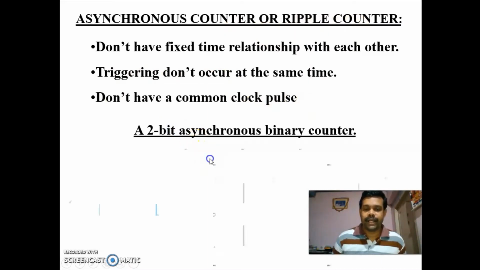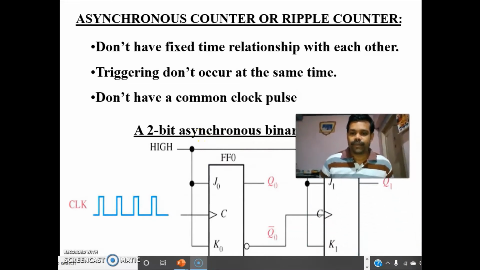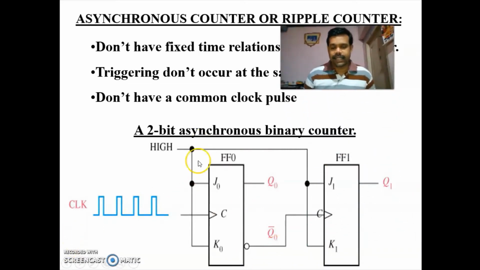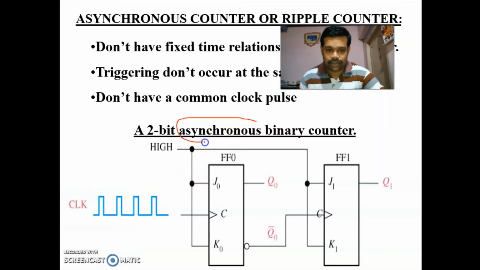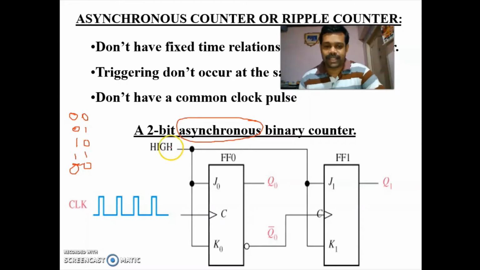First, we are going to see a 2-bit asynchronous binary counter. This is the diagram of the 2-bit asynchronous binary counter. Binary counter means it will count from 0, 1, 2, 3, and then again it repeats from 0.